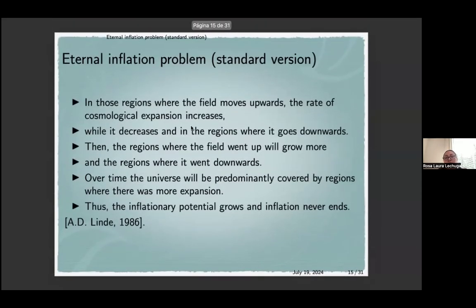But what is going to happen when time passes, when we consider the situation over a period of time? The regions in which the field went up grow more, because they have a bigger rate of cosmological expansion. And when we compare with the regions in which the field went down, the regions that are going to predominate in the scenario are the regions in which the field went up, because those regions have a cosmological expansion bigger compared with the others.